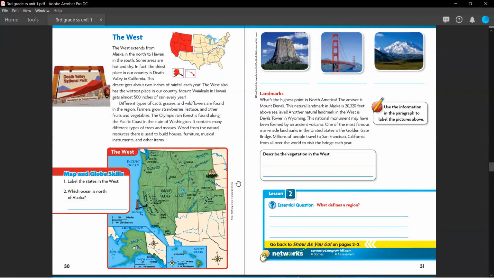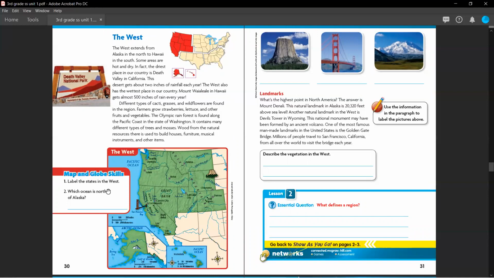Wood from the natural resources there is used to build houses, furniture, musical instruments, and other items. So over here, when we're talking about the West, you'll notice that California is part of the Western region of the United States.